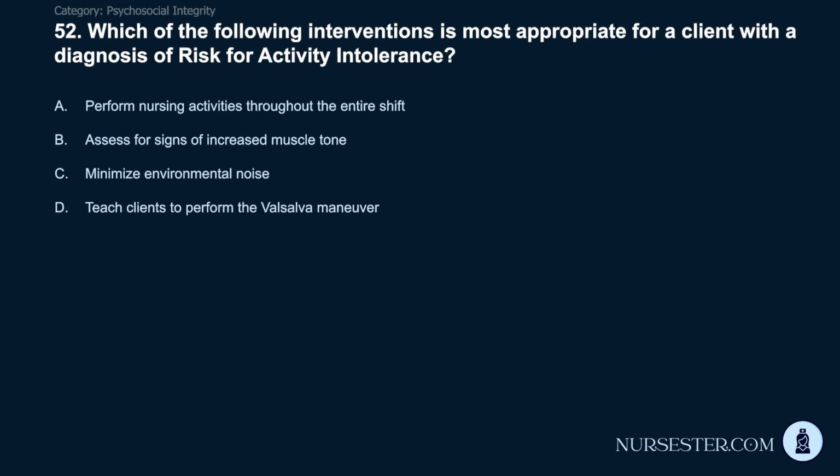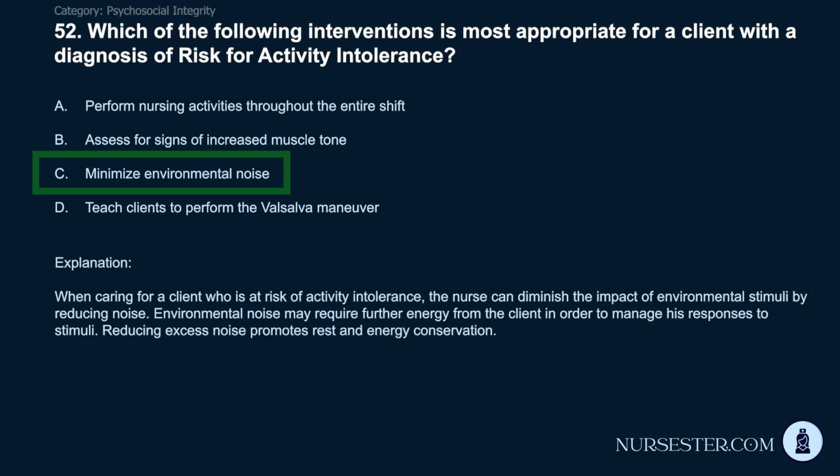52. Which of the following interventions is most appropriate for a client with a diagnosis of risk for activity intolerance? A. Perform nursing activities throughout the entire shift. B. Assess for signs of increased muscle tone. C. Minimize environmental noise. D. Teach clients to perform the Valsalva maneuver. Correct answer, C. Minimize environmental noise. When caring for a client who is at risk of activity intolerance, the nurse can diminish the impact of environmental stimuli by reducing noise.